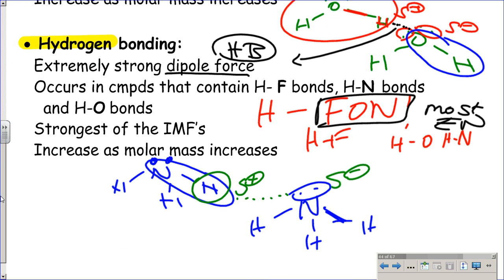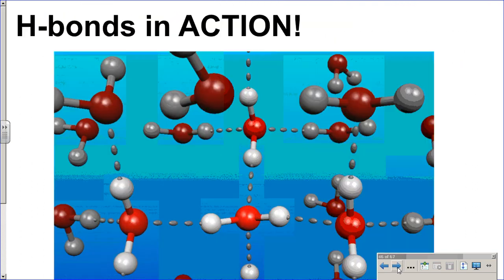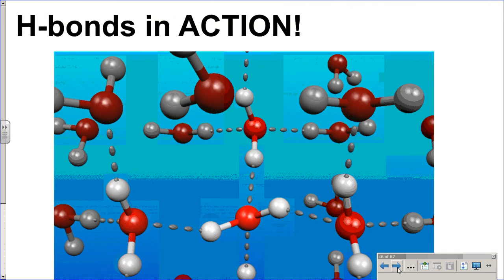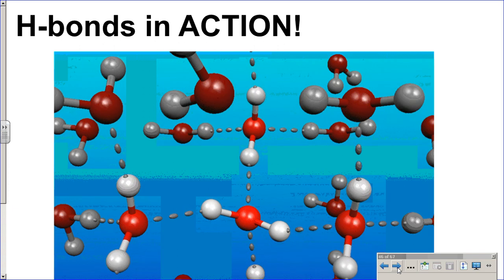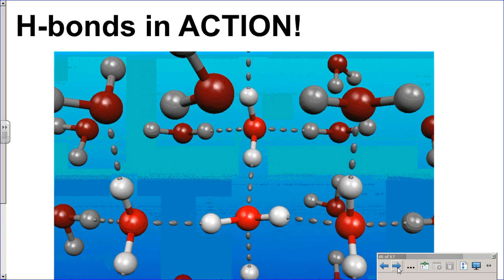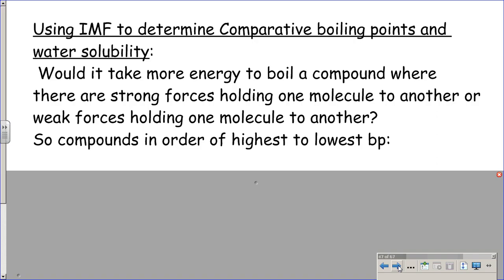So let's try this out. Let's see what we got here. Oh, here's hydrogen bonding in action. Can you see it? They're shifting around, but this little attractive thing here. Okay. Do not write this down.